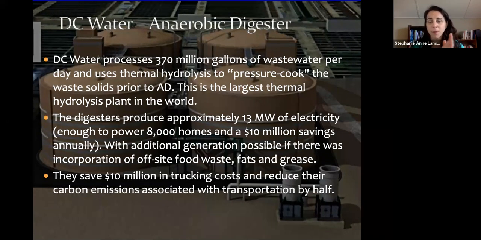And again, they could power even more if they brought in more offsite food waste, but they don't do that at this time. But actually, a lot of their savings is not even the energy production, it's the trucking costs, because they've reduced the amount of solids through that anaerobic digestion process. So they have less that they're trucking onto the fields.